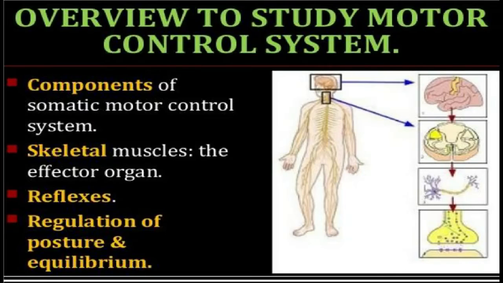Now, we are going to study the overview of the motor control system. We have the components of the somatic motor control system. First, we have the skeletal muscle. Remember, skeletal muscle is also called the effector organ. Then reflexes, regulation of posture and equilibrium.